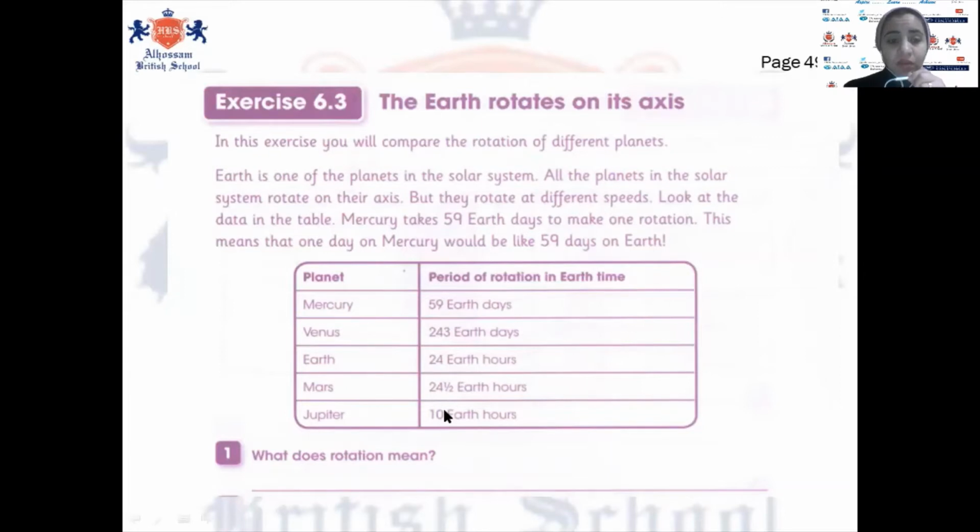Who can solve? What does rotation mean? Yes, Louay. What does rotation mean? We said yesterday, did you attend yesterday? We said the difference between rotation and revolution. What is the difference, Louay? The rotation is orbit.